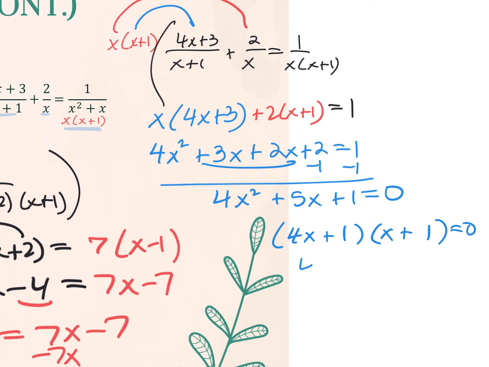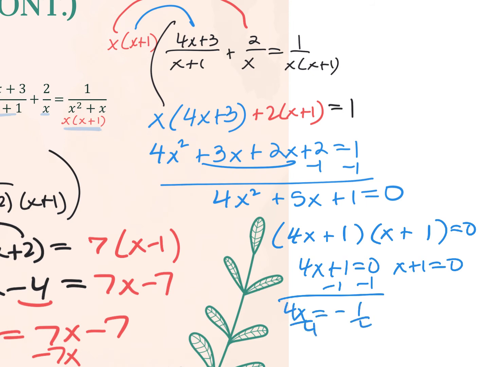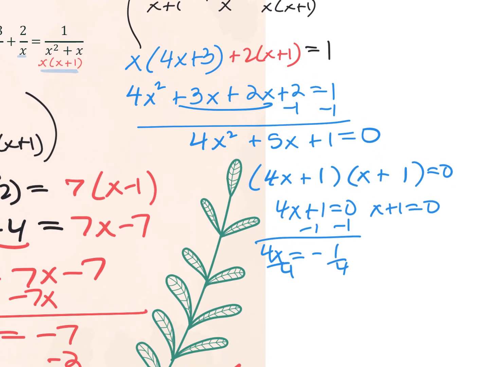Set each of your factors equal to 0. Subtract 1. 4x equals -1. Divide by 4. X equals -1/4. Subtract 1. X equals -1. Now I need to go back and see if any of these will make my denominator 0.